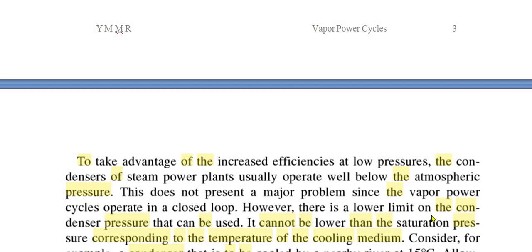However, there is a limit on the condenser pressure that can be used. The pressure at the exit of the turbine should not fall below the saturation pressure of the condensing liquid. The pressure of the steam leaving the turbine should not fall below the saturation pressure of the liquid we are using for the condensation purpose.